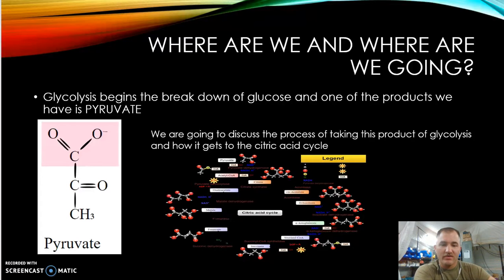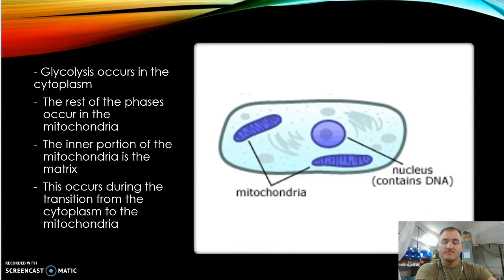Where are we going after this? We're going to discuss the process of taking this product, pyruvate, from glycolysis and how it gets to the citric acid cycle. So we're at the end of glycolysis and right before the citric acid cycle. That's where we're at, just trying to think ahead for our project and how everything's going to go.